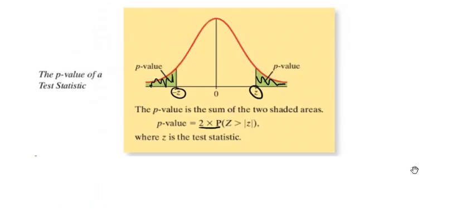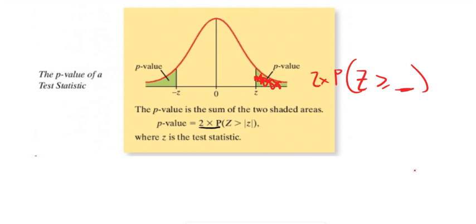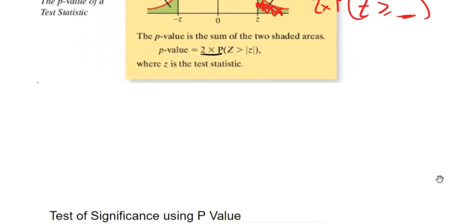If you look back up here, that area all together. To get all of that area, we find this and multiply it by 2. So that would be the probability that z is greater than or equal to whatever the test statistic is, and then you do 2 times that. That's how we're always going to get our p-value.